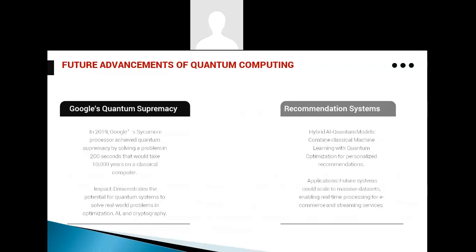Next one is a recommendation system. Hybrid AI-quantum models are developed to provide recommendations, because in the future, systems could scale to massive data sets. So just to examine that data set, we have to make some recommendations. Okay, that is also a task. Now it is just going to finish.